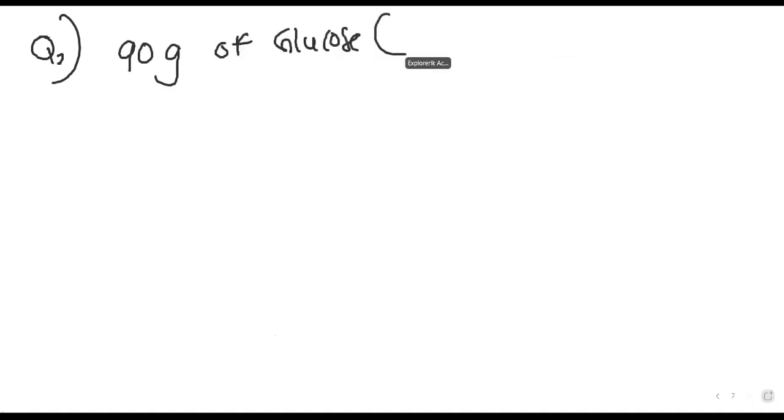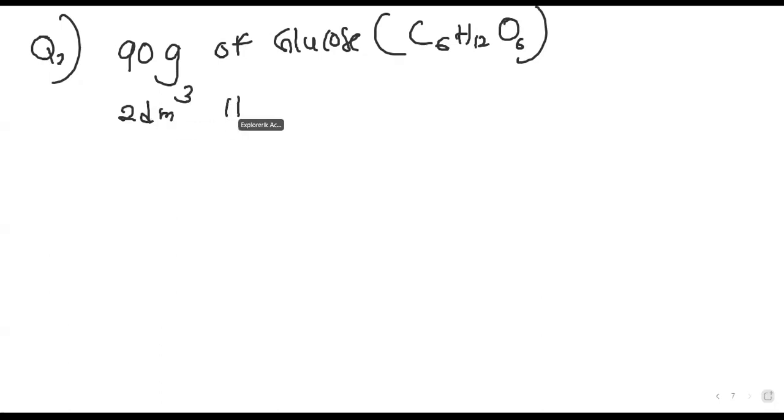You have to know the chemical equation. I mean, chemical equation now. C6H12O6. 90 grams of glucose dissolved in 2 decimeter cube of water. Find the concentration.